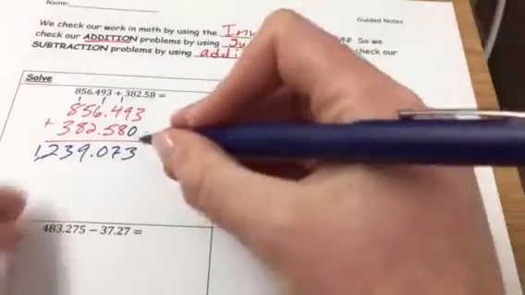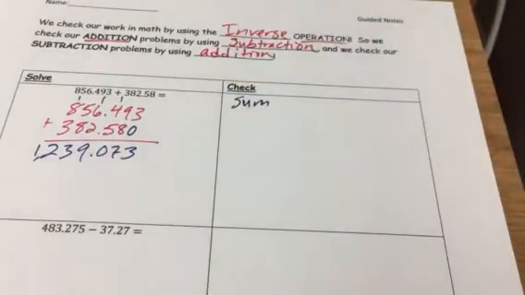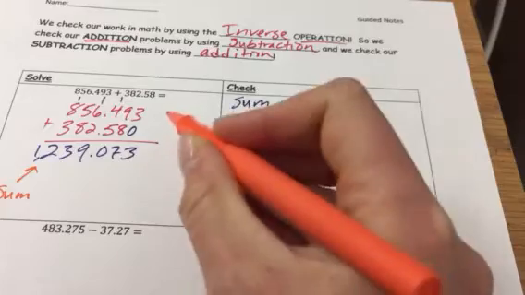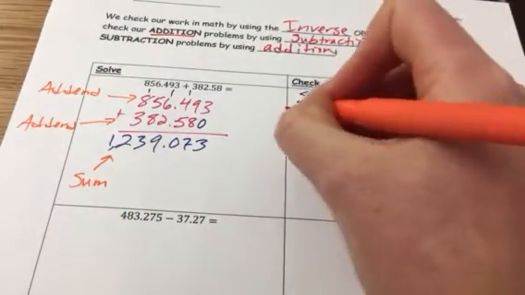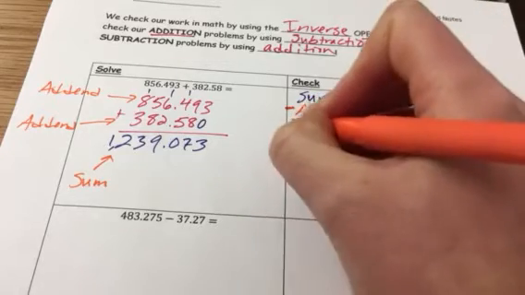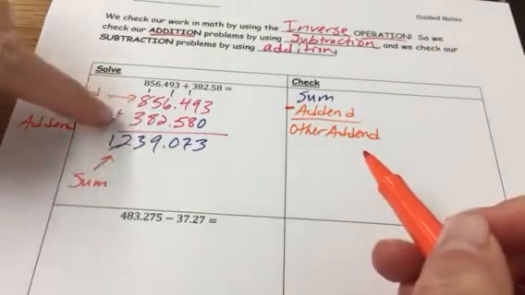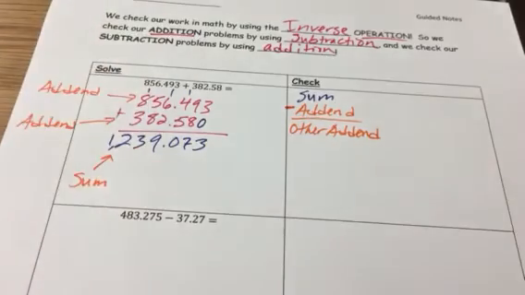So when we're checking our work with addition problems, we're going to take the sum, which is the answer. And I'll go ahead and label all these parts. We're going to take the sum, and we're going to subtract one of the addends. It doesn't matter which one. This is an addend, and this is an addend. So we're going to take the sum and subtract an addend, and we need to get the other addend. You can take the sum and subtract the bottom number, and make sure you get the top number, or you can take the sum and subtract the top number, and make sure you get the bottom number.